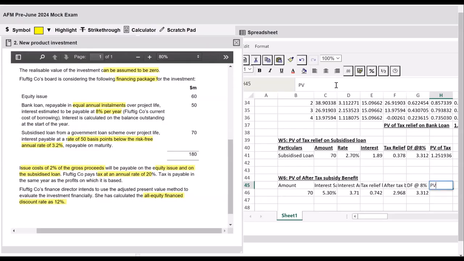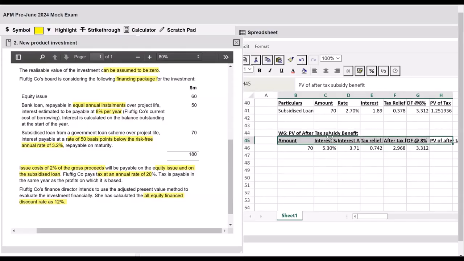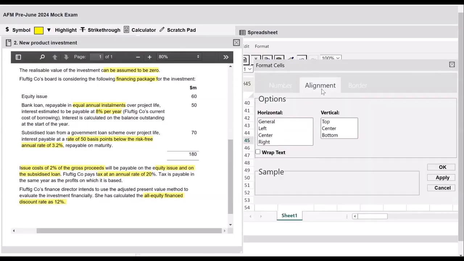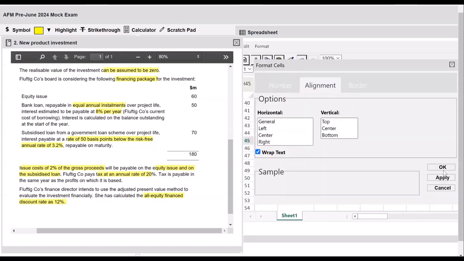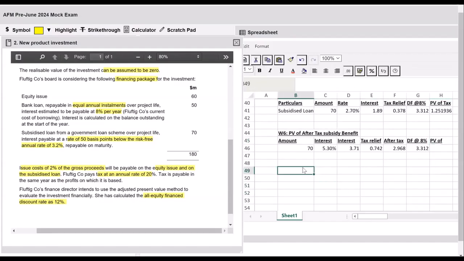And finally, what do we have? Present value of after tax subsidy benefit. Formatting. And now we are done with all the working notes.